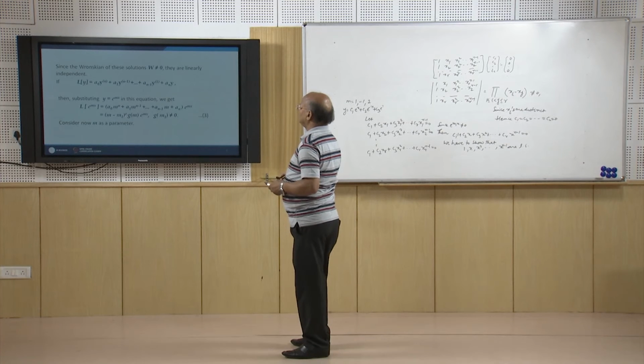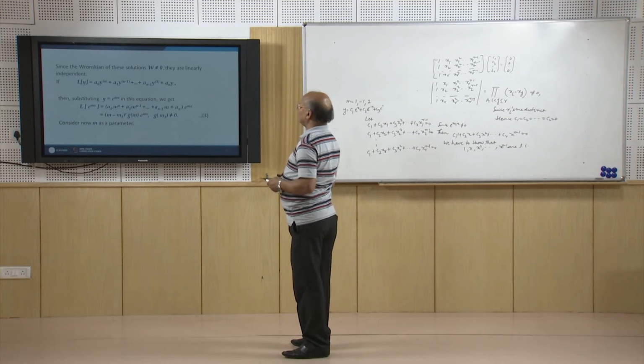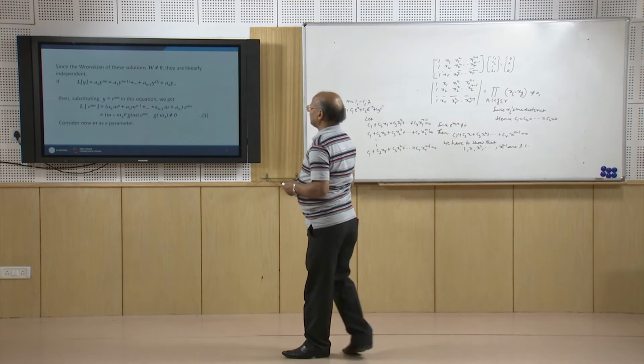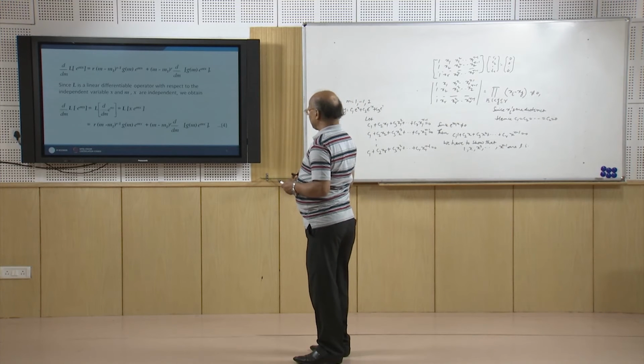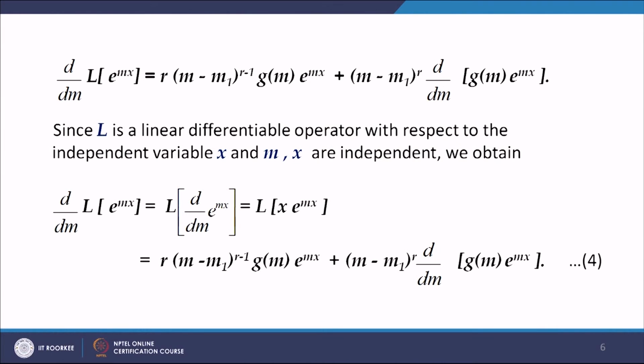So, m1 occurs r times means the remaining expression g(m) e to the power mx must not be 0. So, g(m1) is not equal to 0. Now, let us consider m as a parameter. Then let us differentiate this equation with respect to m.